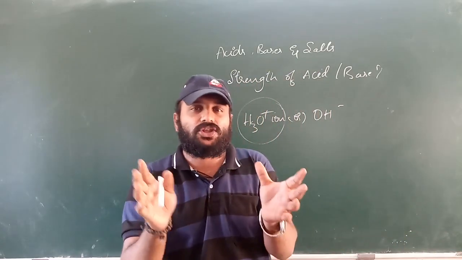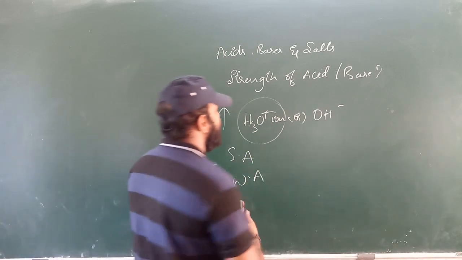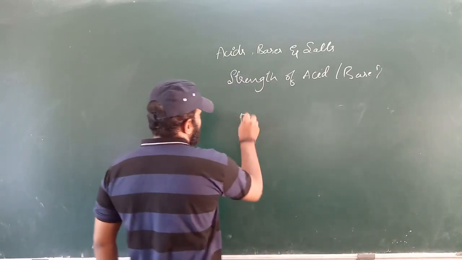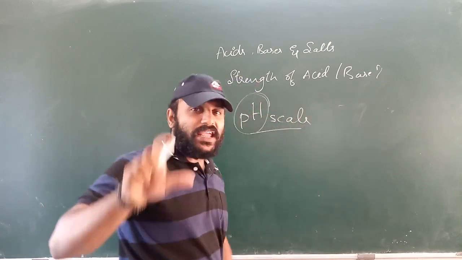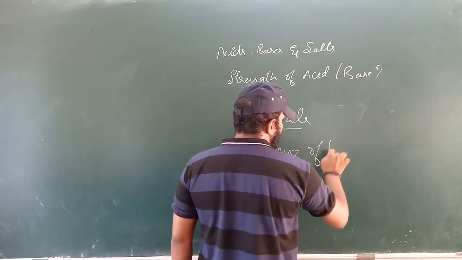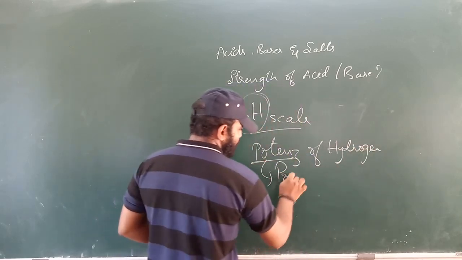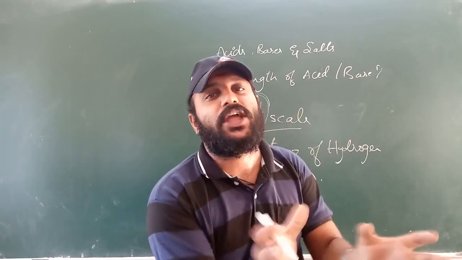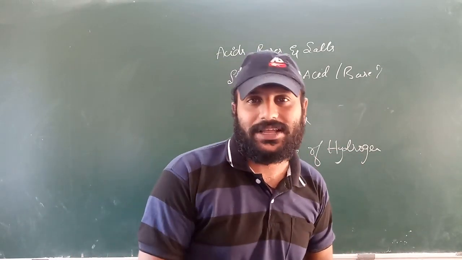Now, how do we find the strength of acid or base? There is a scale called the pH scale. What is meant by pH? pH is potence of hydrogen, that is, power of hydrogen, nothing but the concentration of hydrogen ions in the solution.